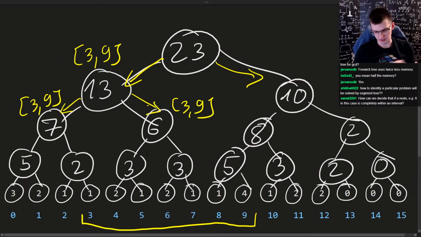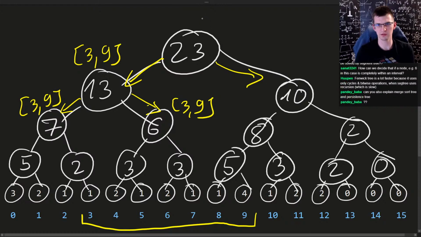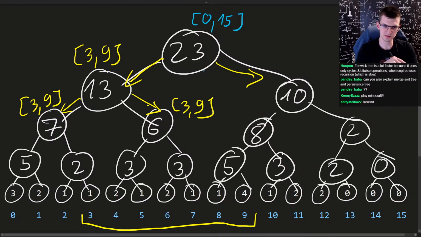I agree, Sanat, that it's not easy to say how do we check this. But we can do it like that. For every node, we can know what interval of indices it represents. Maybe this should be written in blue. This one is from 0 to 15, which means this node, the value here, 23, stores the sum of values in positions from 0 to 15. What about this left child, 13? It stores the sum from positions 0 to 7.